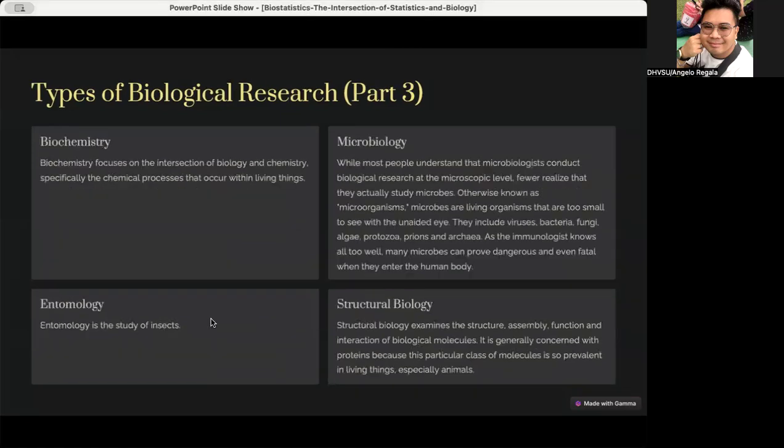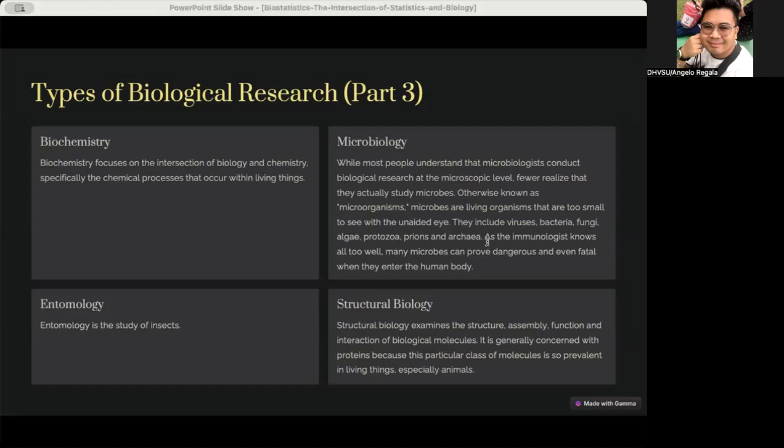Biochemistry is the intersection of biology and chemistry, the application of chemical processes, specifically the processes that occur within living things. That's why we have blood chemistry, to understand the chemical components of the cells that we have. So that is under biochemistry.